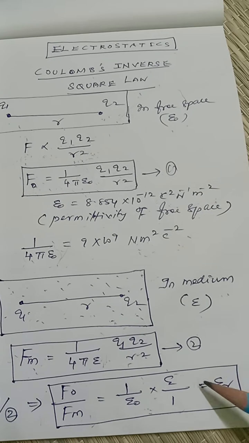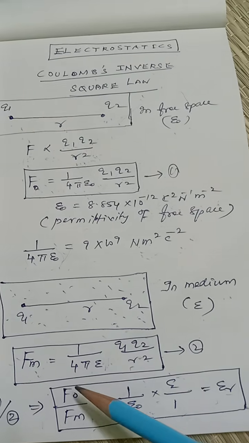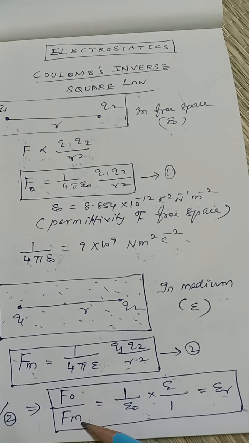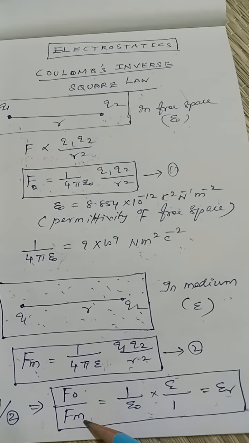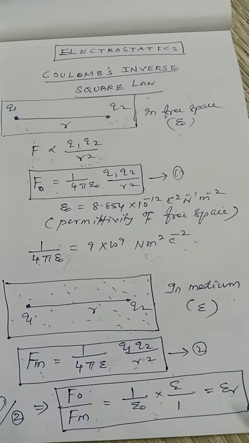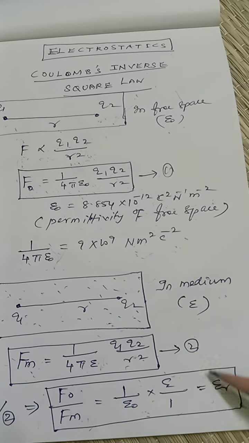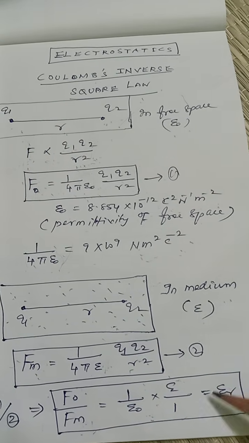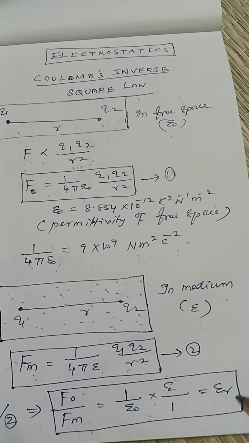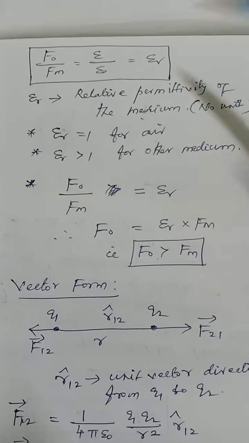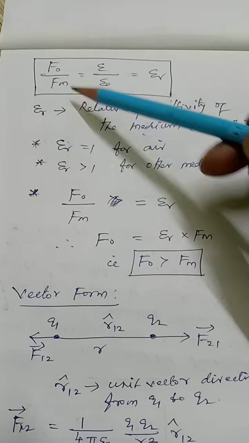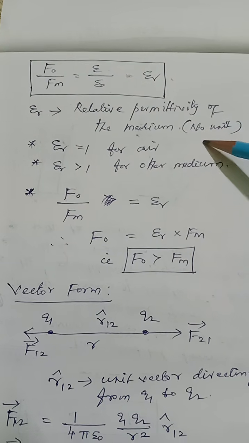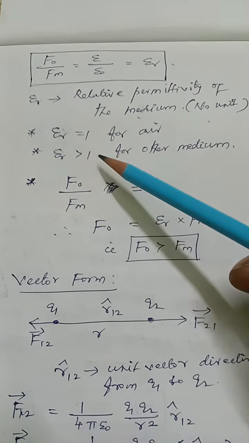Or we can define the relative permittivity as the ratio of the force between two charges in vacuum to the force between the same two charges with the same separation in a medium. Then the relative permittivity is the ratio of two similar quantities, permittivity and force, so it doesn't have any unit. It is a mere number. So here, F naught by F m and epsilon by epsilon naught is equal to epsilon r. This is called relative permittivity. It has no unit.